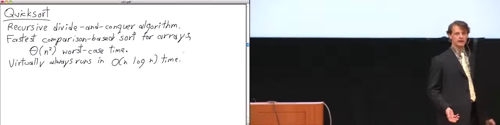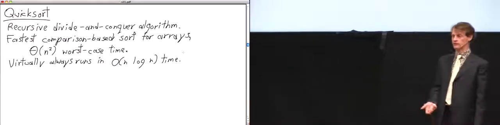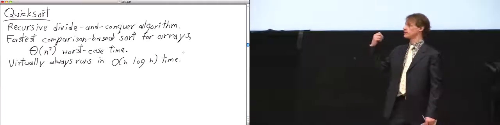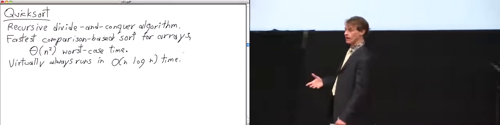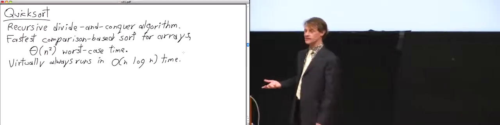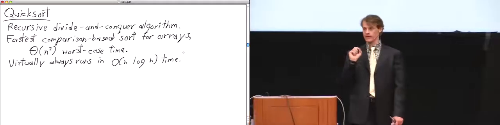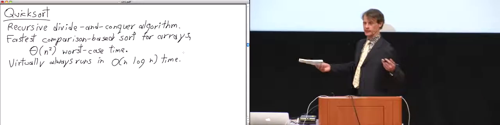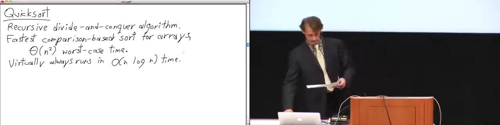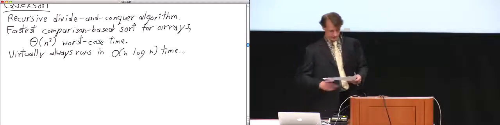And I'll show you later in the semester how to use probability theory to analyze it and show that it runs in expected n log n time. But there's always a tiny probability that it might run in n squared time, probably much smaller than the probability of your being killed by a meteor in the next hour, so probably not a big thing to worry about.